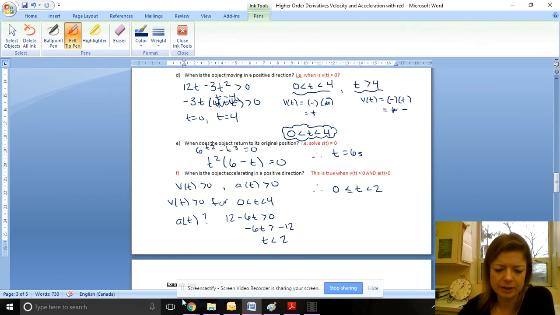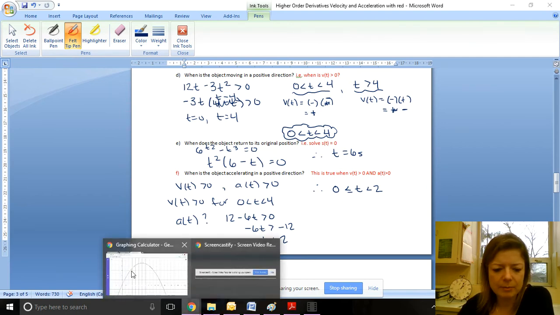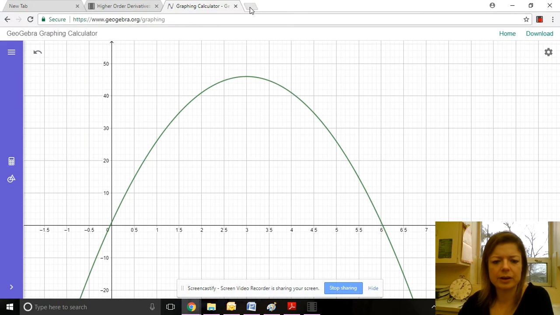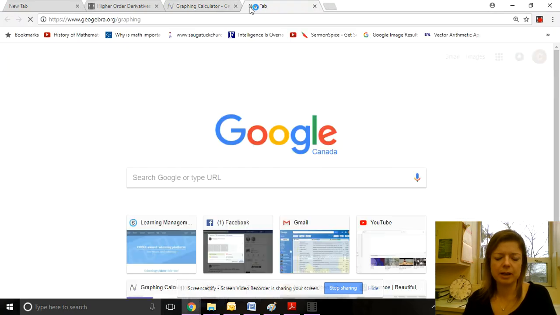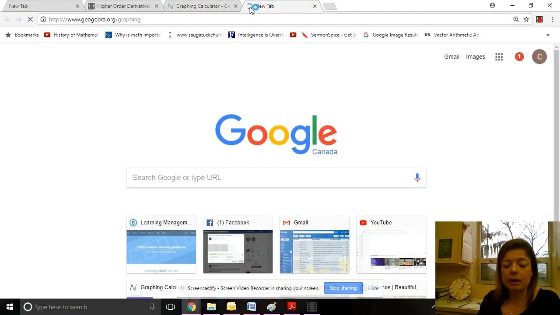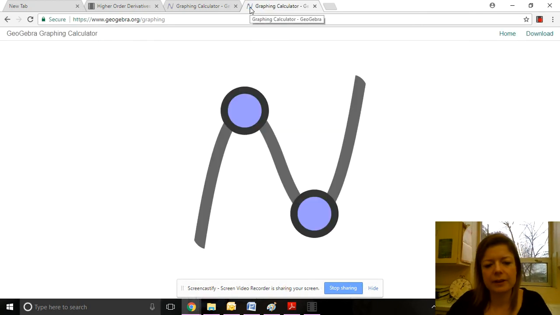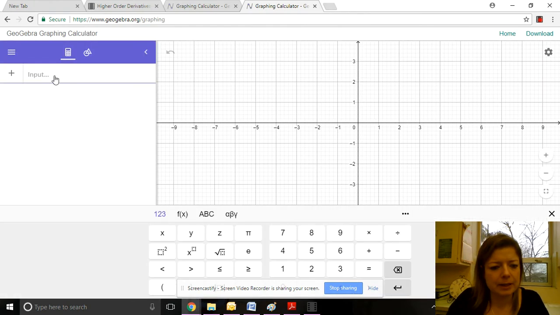So note that this is when they're both positive, so this is when the object is accelerating in a positive direction. Okay, so to help you understand this further, let's go ahead to GeoGebra and look at what's going on, and you can look at the graph in the context of all of these questions. Okay, just a minute.